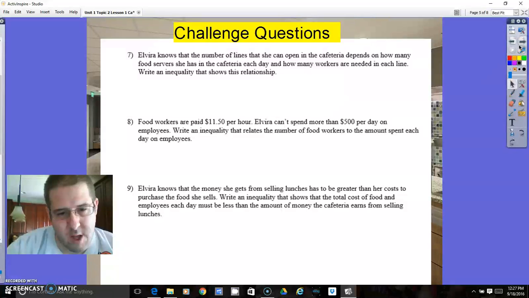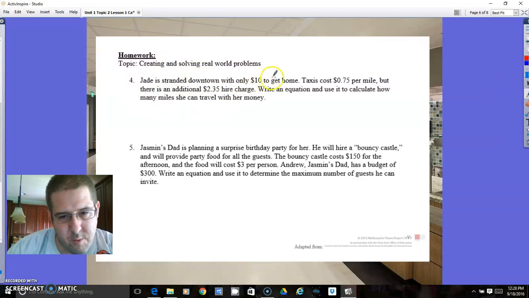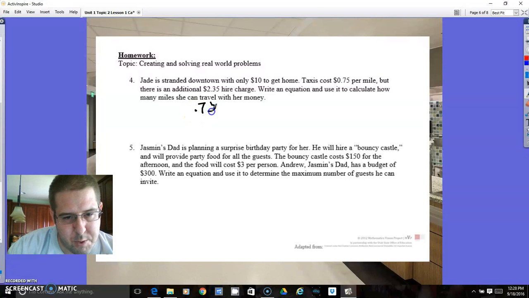All right, so getting to the homework. These questions were very similar to the ones I just went over. Those are just challenge questions, a little bit more difficult. Jade is stranded downtown with only $10 to get home. Taxi costs 75 cents per mile, but there is an additional $2.35 hire charge. So it's 75 cents per mile.